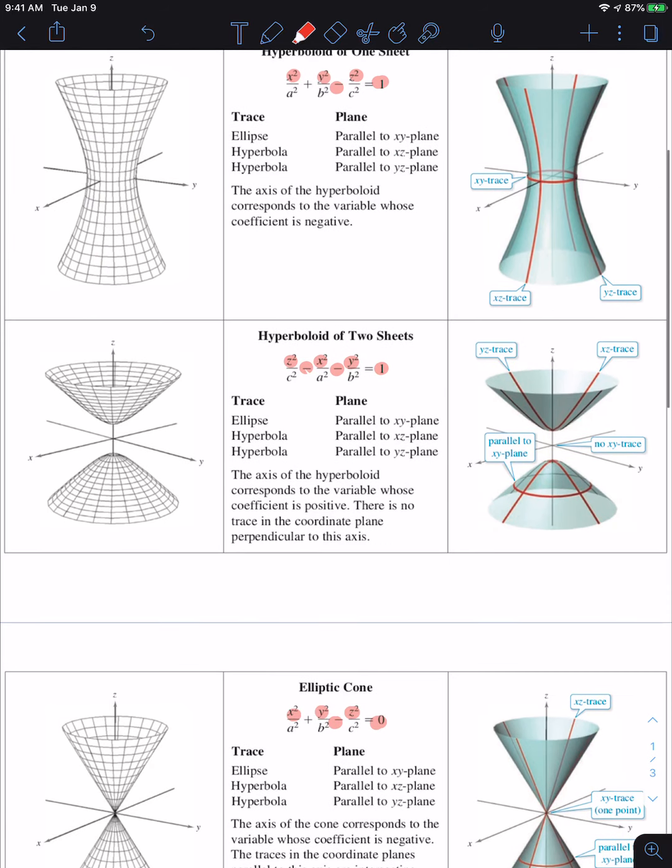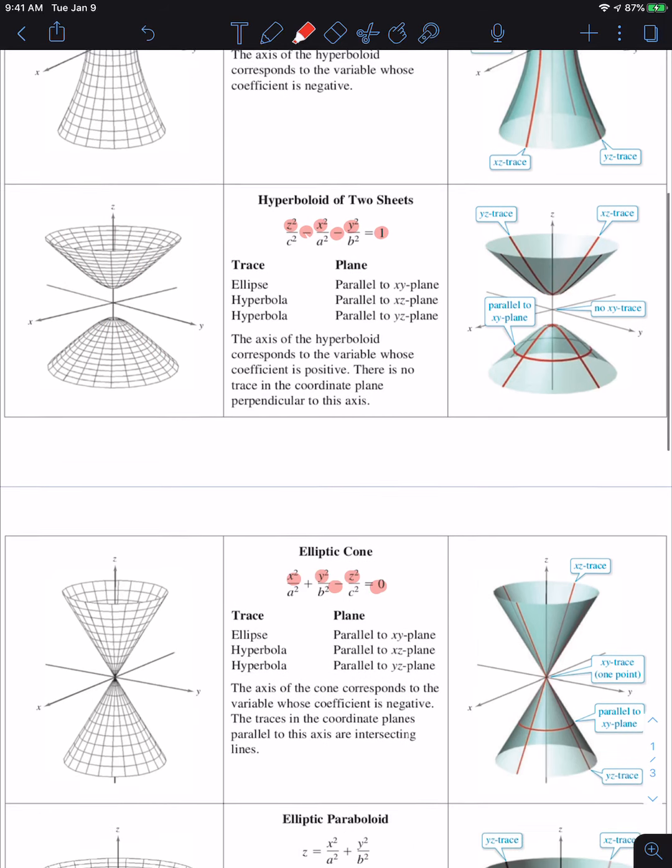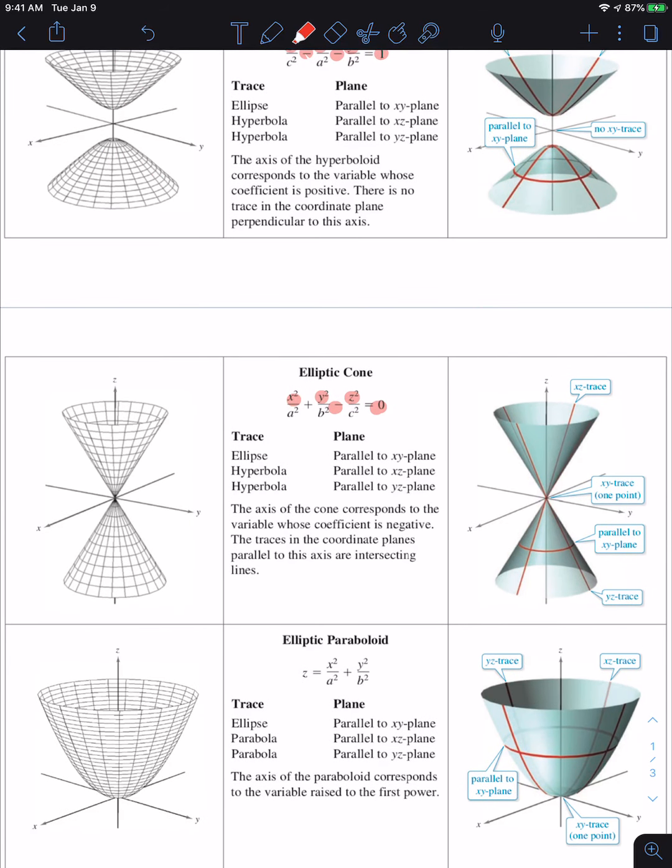And one thing I should have noted in the hyperboloid of two sheets: the variable that's positive, in this case z, is the one we're focused on. We go up and down the z axis. For the cone, the one that's being subtracted is where we're focused. So in this case, z is being subtracted, so that's where we put the elliptic cone around. Again, one of my traces is going to be an ellipse, and the other two traces are going to be hyperbolas.